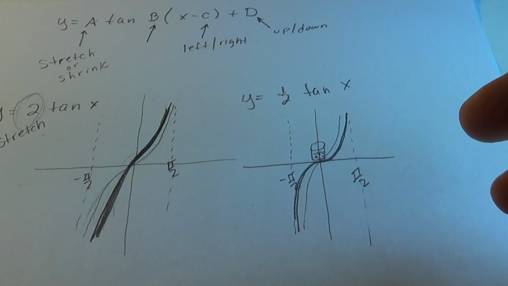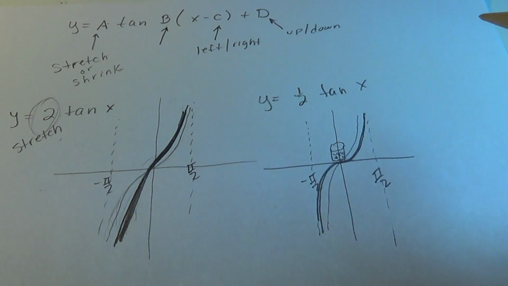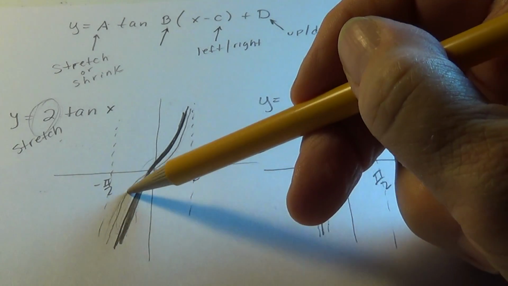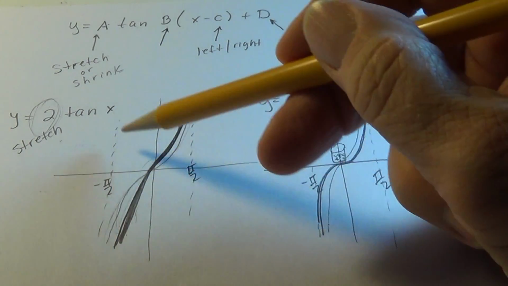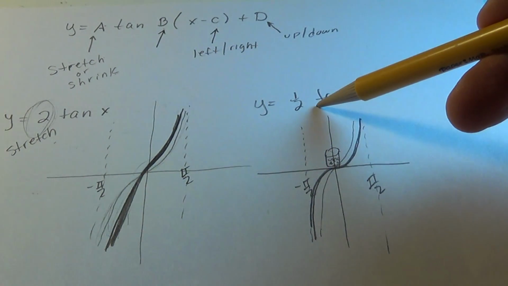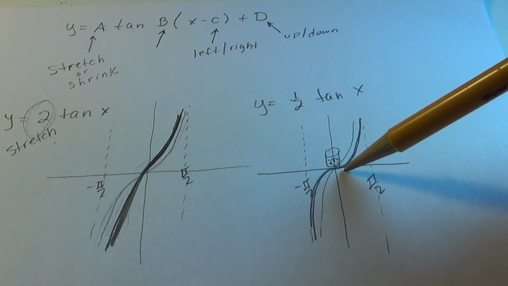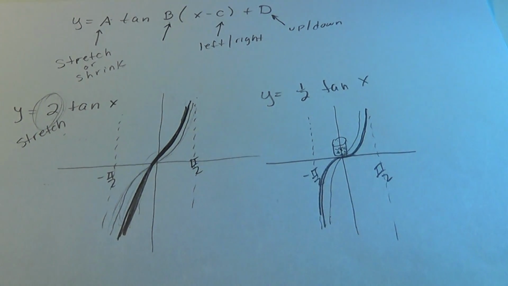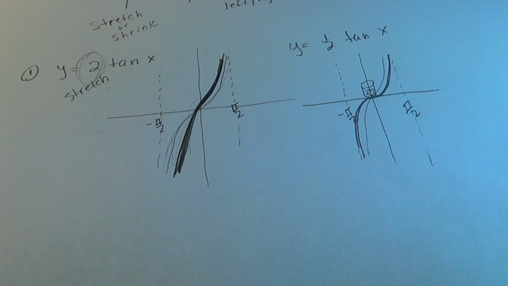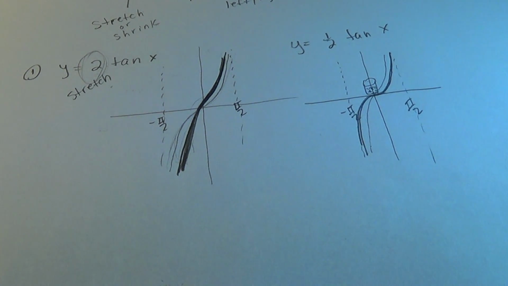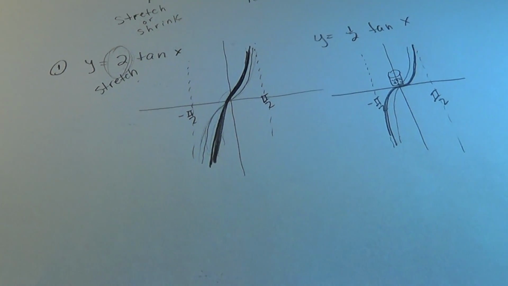So again, this is very imprecise, but I'm just looking for a trend. For the 2, I'm looking for a stretch. For the 1/2, I'm looking for a shrink, and that's what I mean by those 2 terms. All right, so let's move on and look at another change.